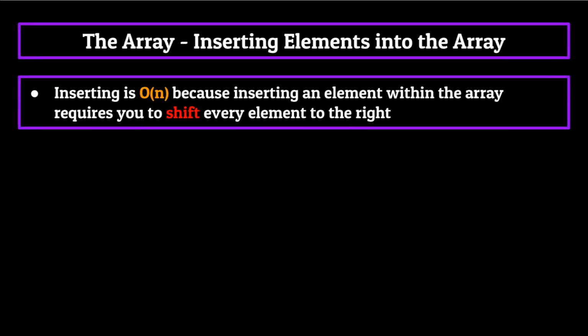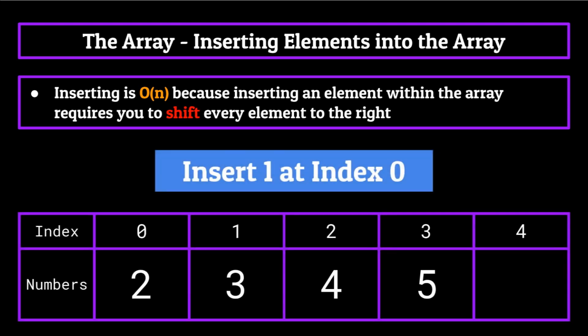For inserting, this is because inserting an element within the array requires you to shift every element that's after the index you want to insert the value at to the right one space. For example, if you have an array of size 5 with 4 numbers currently in it, and you would like to insert the number 1 into the array at index 0, you first need to shift every element to the right of index 0 to the right 1, essentially freeing up the space for the number 1, while also retaining all the information currently stored within the array, before you can actually insert it. This requires you to traverse through the whole list of size n, which is why the time complexity equation is O of n.